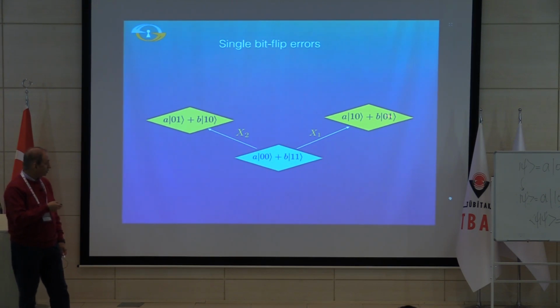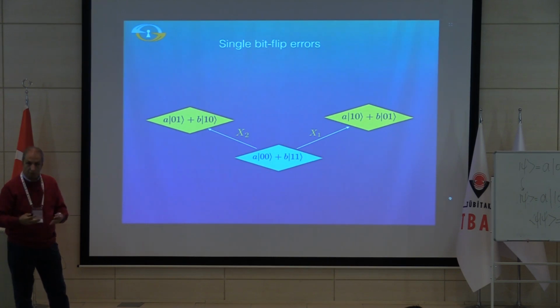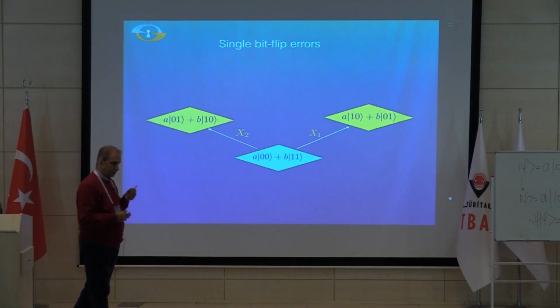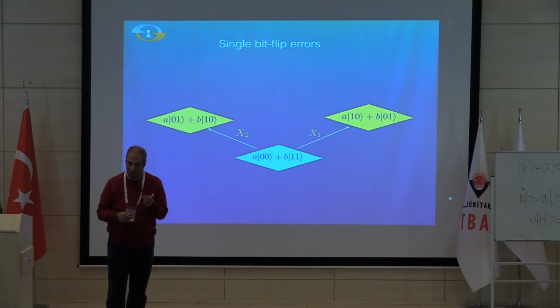Are these two states orthogonal to each other? No, they are not. They overlap. So there is no measurement which I can perform to see whether x1 has happened or x2. And if I cannot determine which error has happened, I cannot correct it.